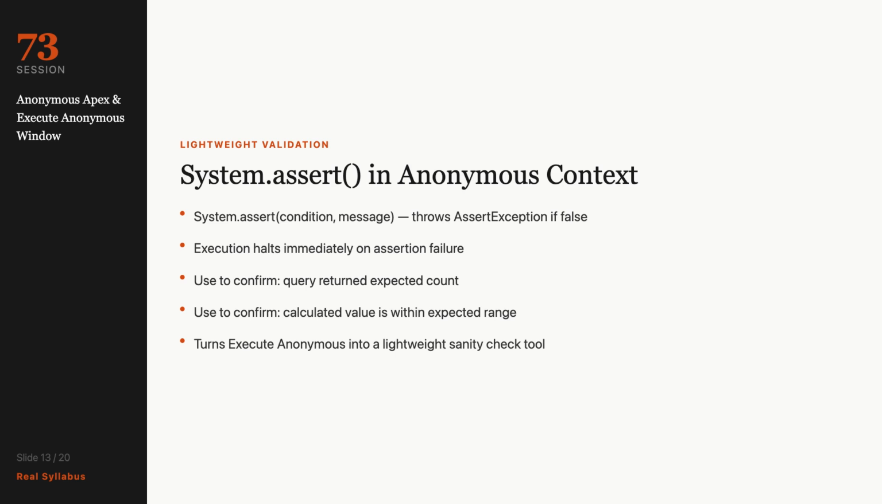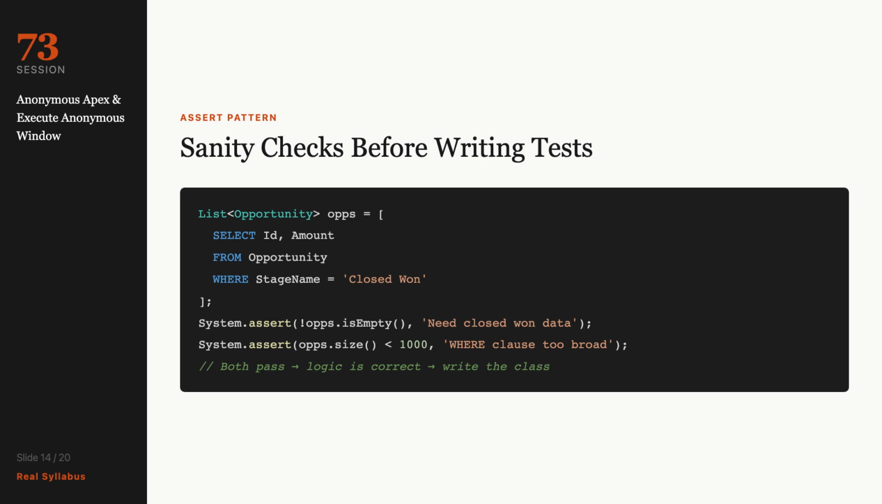Here is the assert pattern in practice. You query for closed-won opportunities. You assert that the list is not empty. If the assertion fails, the execution stops here with a clear error message. You then assert that the count is below 1,000, which would indicate your where clause might be too broad. These assertions run in milliseconds and give you immediate feedback about whether your query is behaving as expected.